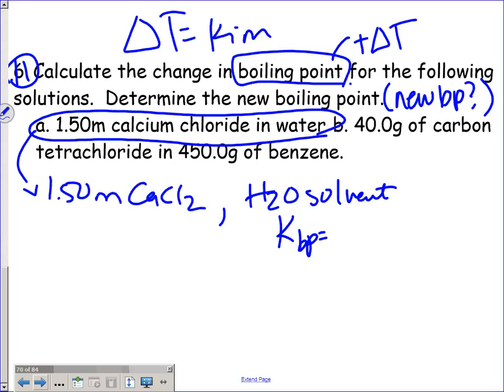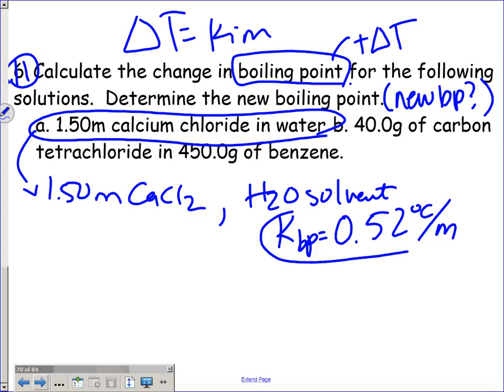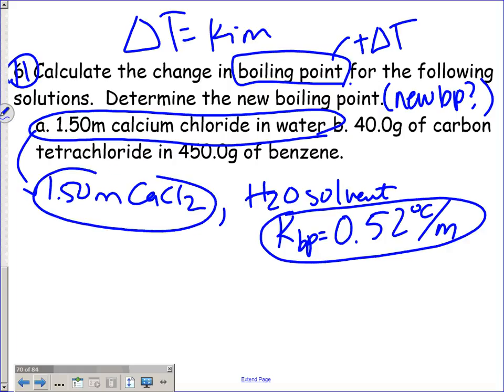On your stuff from yesterday, what's your K BP for water? 0.5 what? Benzene and water is really close. I always get them mixed up in my head. Okay, so K BP for water is that. The molality for the solution as a whole is 1.5 molal. What else do I need to know? I need one more thing, guys. Look, I got K, I got M.